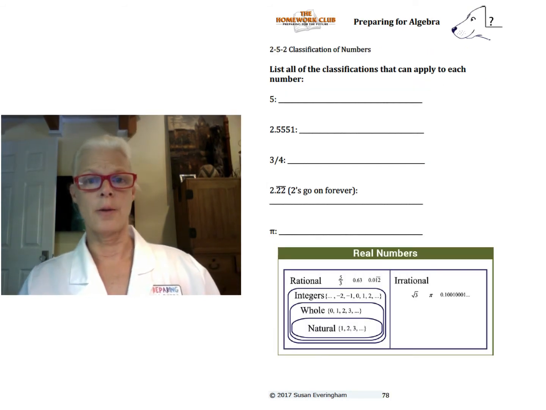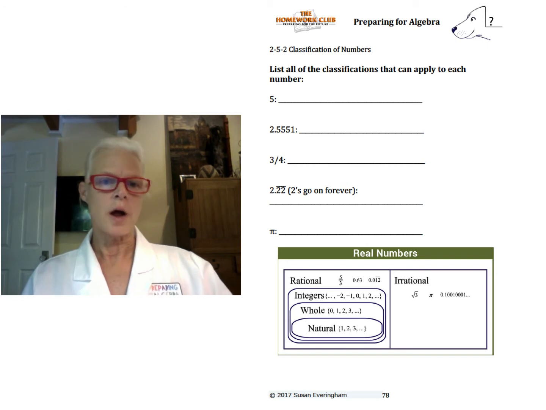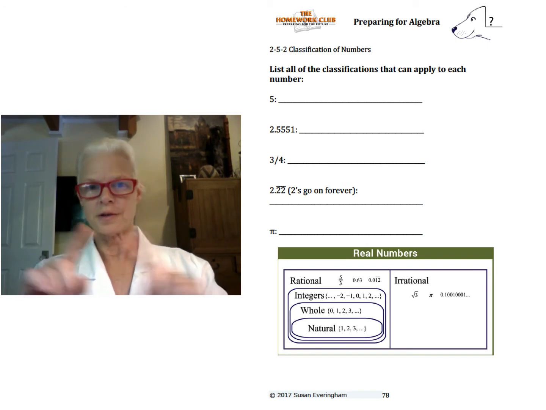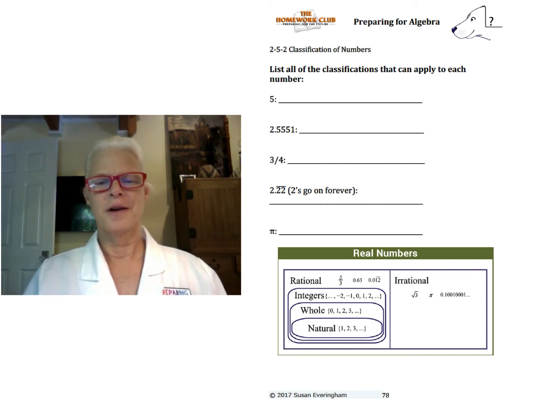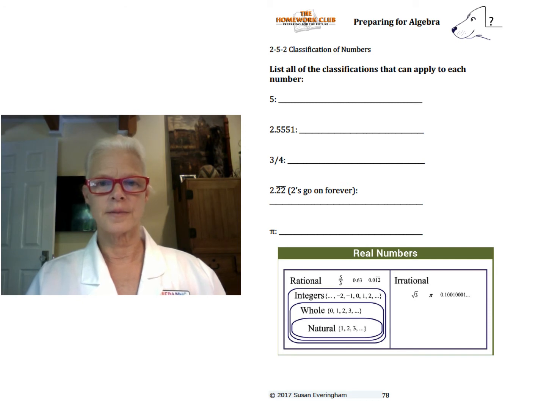78 has a few problems for you to evaluate whether they're real numbers or rational numbers or whole numbers. So there's a kind of a cheat sheet at the bottom I put there as well, and you can use that to list what the classification of these numbers are. Go ahead and do that, and we'll meet you on the next.